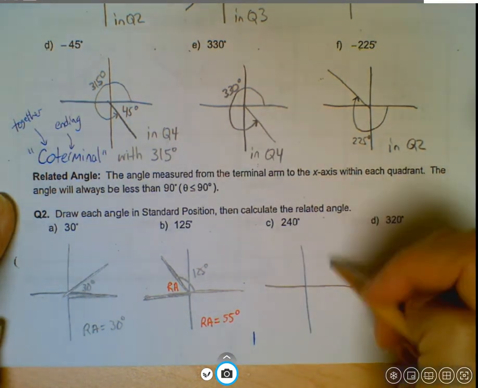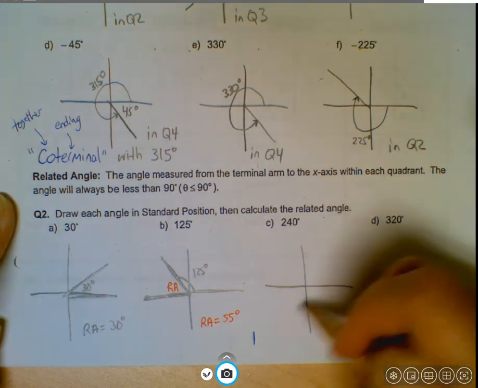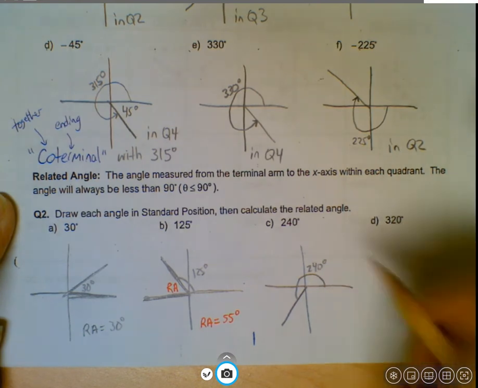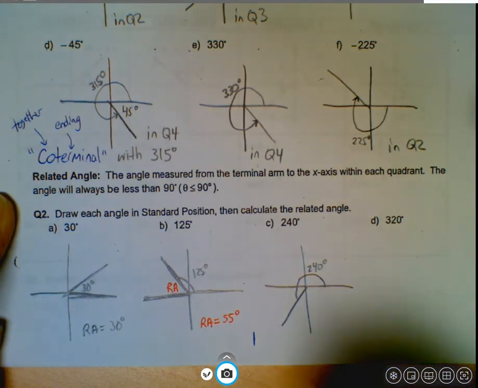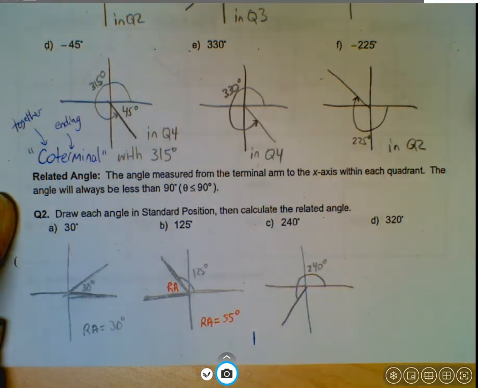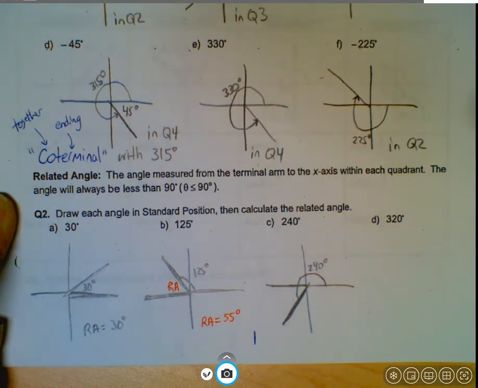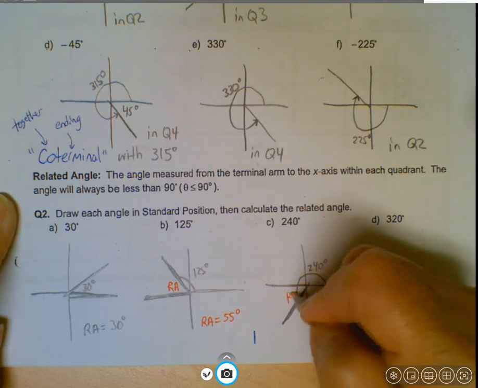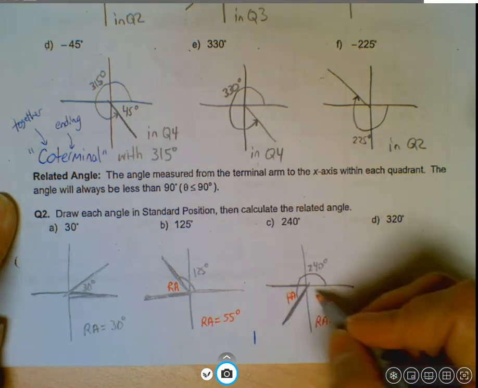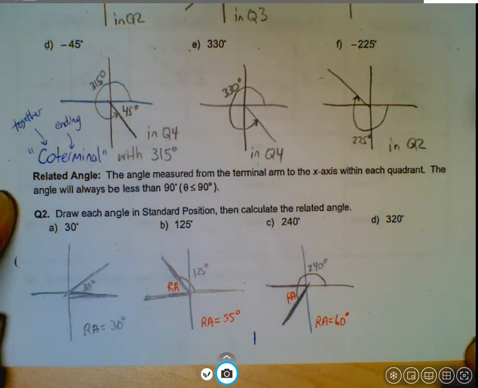240. Okay, so this is 90, 180, 240 is somewhere here. This whole thing is 240. My related angle is between the terminal arm and the x-axis. I'll just draw it a little darker here. Between the terminal arm and the x-axis. This is my related angle. So the related angle for this one, this is 180 to the x-axis, plus another 60. The related angle is the 60.